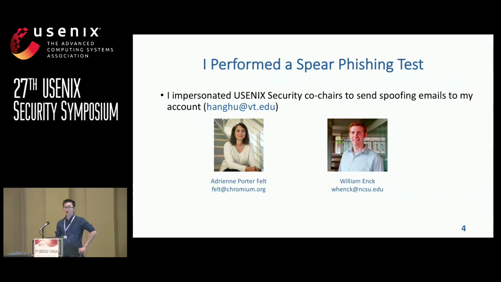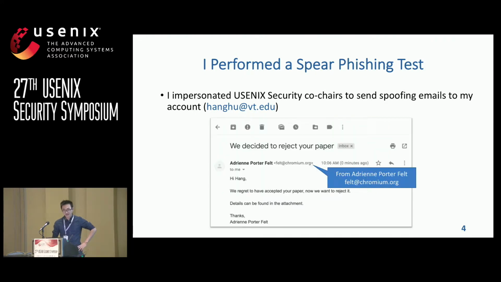In order to show you how easy it is to impersonate other people, I performed my own phishing test. I impersonated USENIX Security co-chairs Anthony and William to send emails to my own account. So I didn't phish them, I didn't send any emails to them, I only used their name and address to send spoof email to my own account. And here's the result.